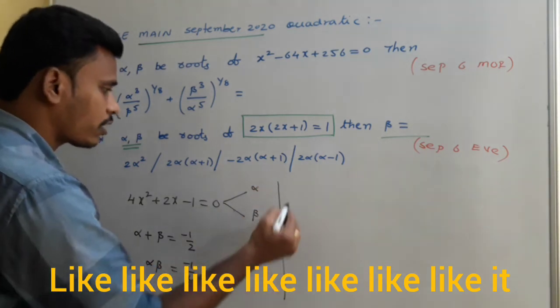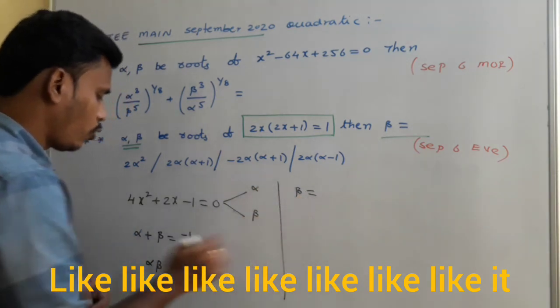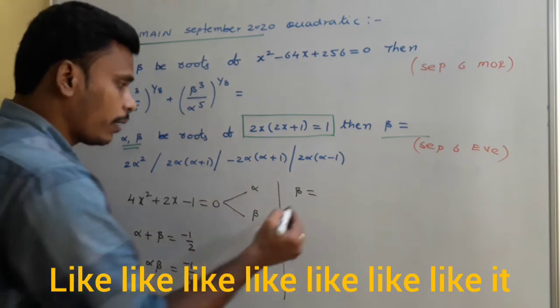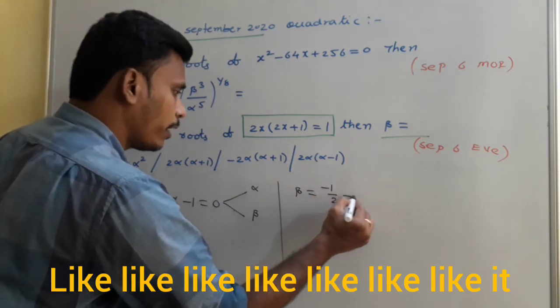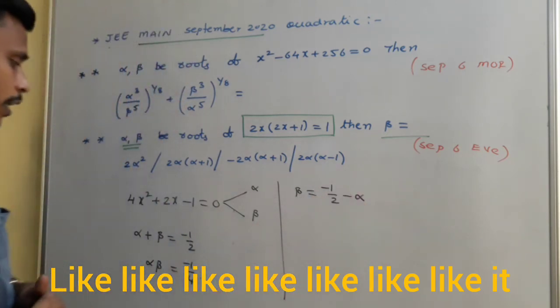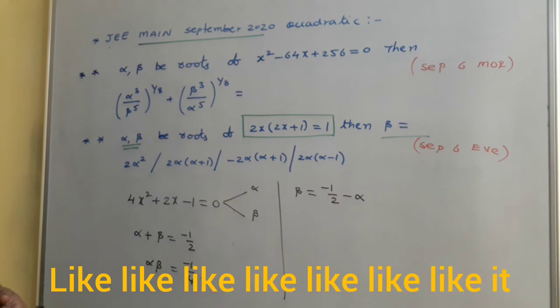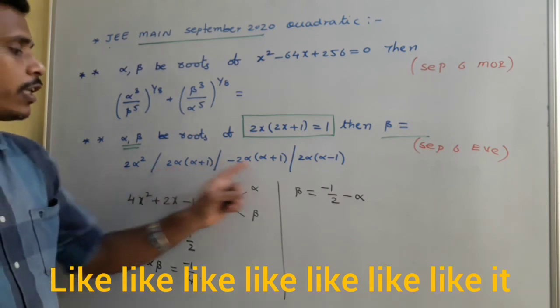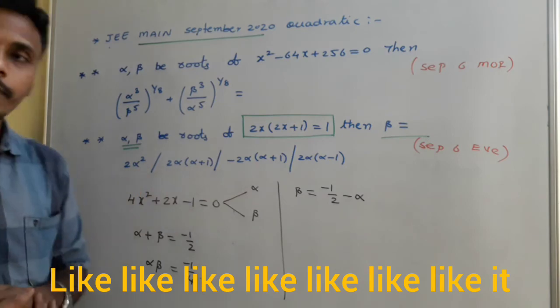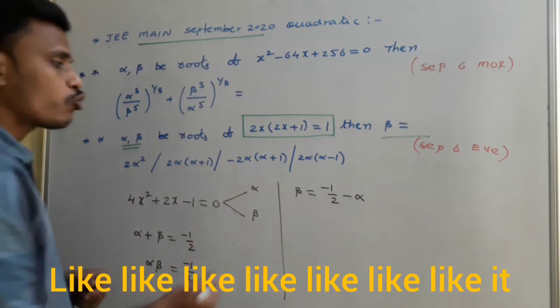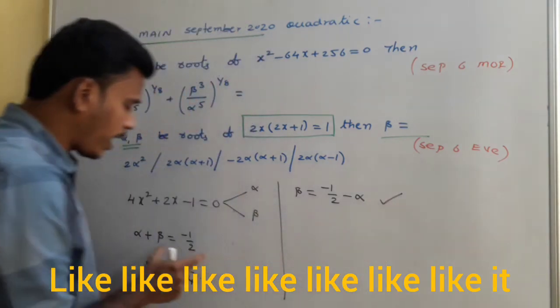You just start your discussion with beta. Beta is equals to, from the sum of the roots, beta is equals to minus 1 by 2 minus alpha. That's very good. Okay. I need this alpha, the 2 in terms of what? Squares, right? So beta is equals to minus 1 by 2 minus alpha is one idea.